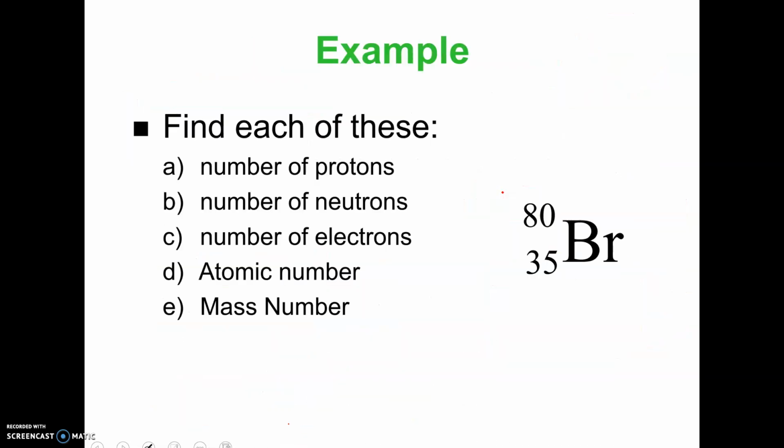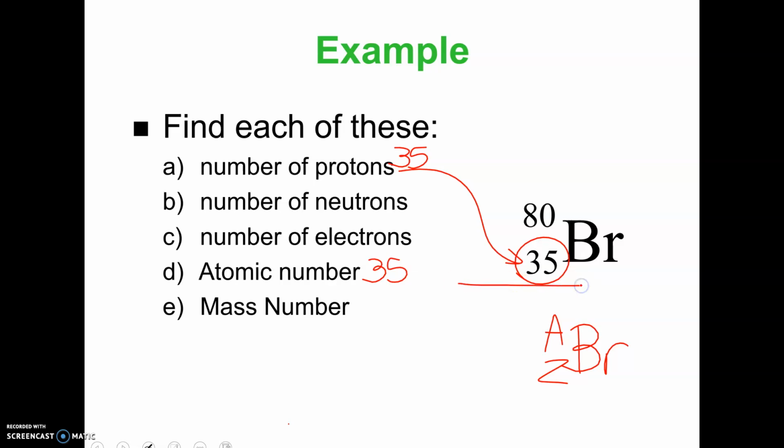Okay, moving on. So here's an example. Find each of these. The number of protons. So this is the A-Z notation. Since the number of protons is going to be the Z, again, I'll write it like this, A, Z. This is bromine in this case. So the Z is going to be your number of protons. It is also the atomic number. So the atomic number is 35. The number of protons is 35. To get the number of neutrons, we have to subtract. So 80 minus 35 gives us 45, right?